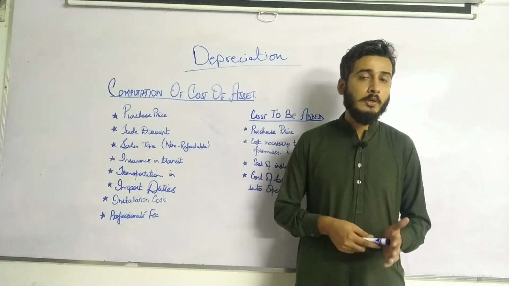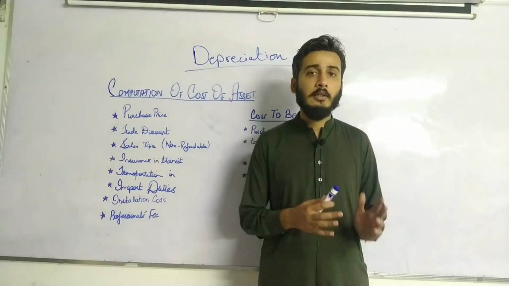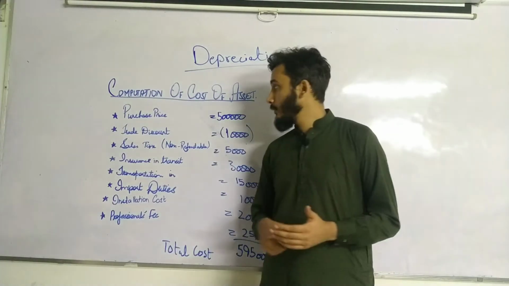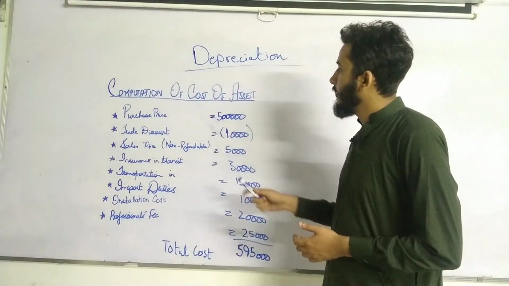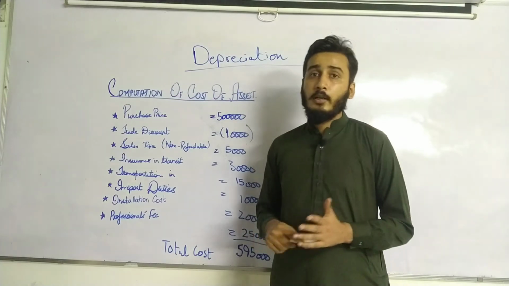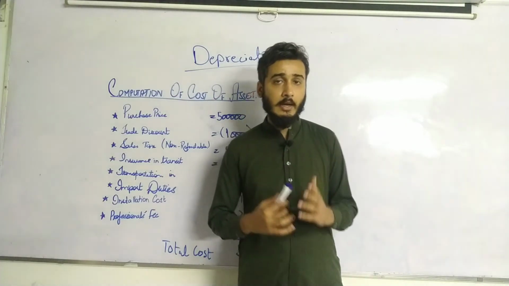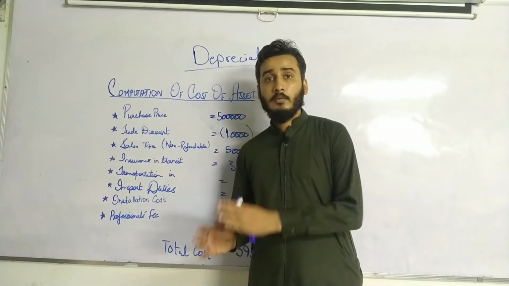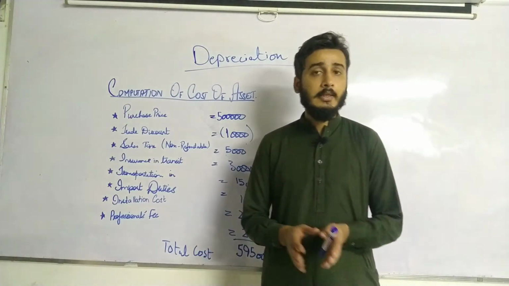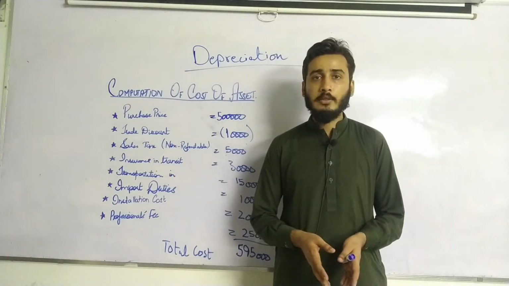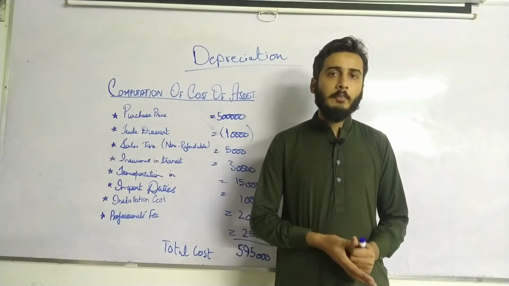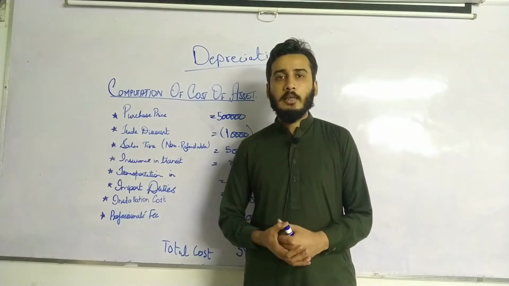Now let us move forward to the question of how to calculate the cost of an asset if the data is given. Okay, so here we have data that the purchase price is 500,000 and we are deducting trade discount from it. What is trade discount? Trade discount means the discount which is availed at the time of bargaining, and this is different from cash discount. Cash discount is availed by making the payment earlier to the supplier or seller.